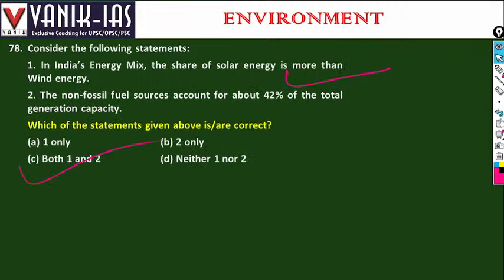Consider the following statements. In India's energy mix, the share of solar energy is more than wind energy. Yes, obviously. Non-fossil fuel sources account for only about 42% of total generation capacity. Yes, so non-fossil fuel sources. Both the statements are correct regarding renewable energy.